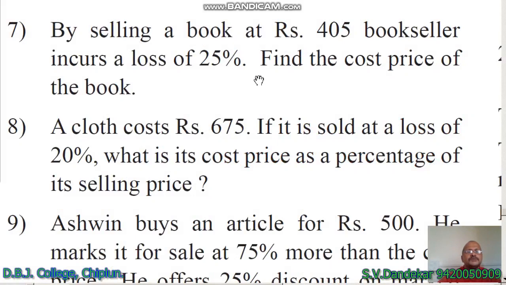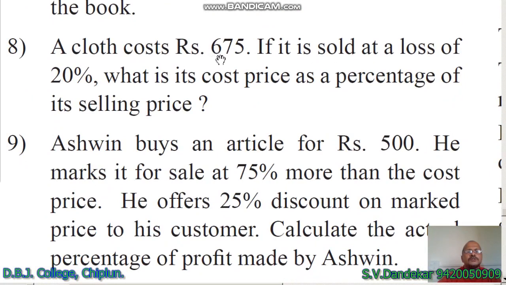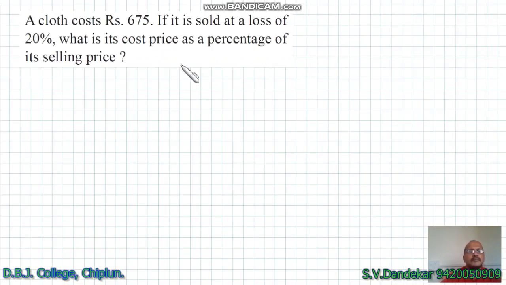The seventh problem is very easy, you can solve it. Eighth problem. Cloth cost rupees 675. If it is sold at a loss of 20%, what is the cost price as percentage of its selling price? CP is equal to rupees 675. SP is equal to 675 into 80 by 100, since the loss is 20.